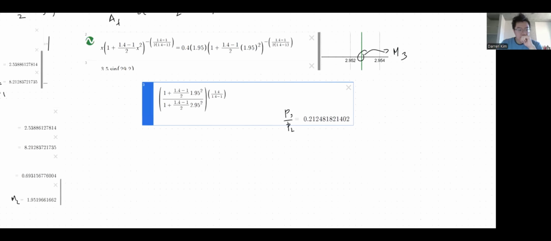I hope I'm right. I'm not flubbing here. I do genuinely hope I'm right. So we have the Mach number 3, which is this, and then we can just put that into here. And then see, it's 2.95.